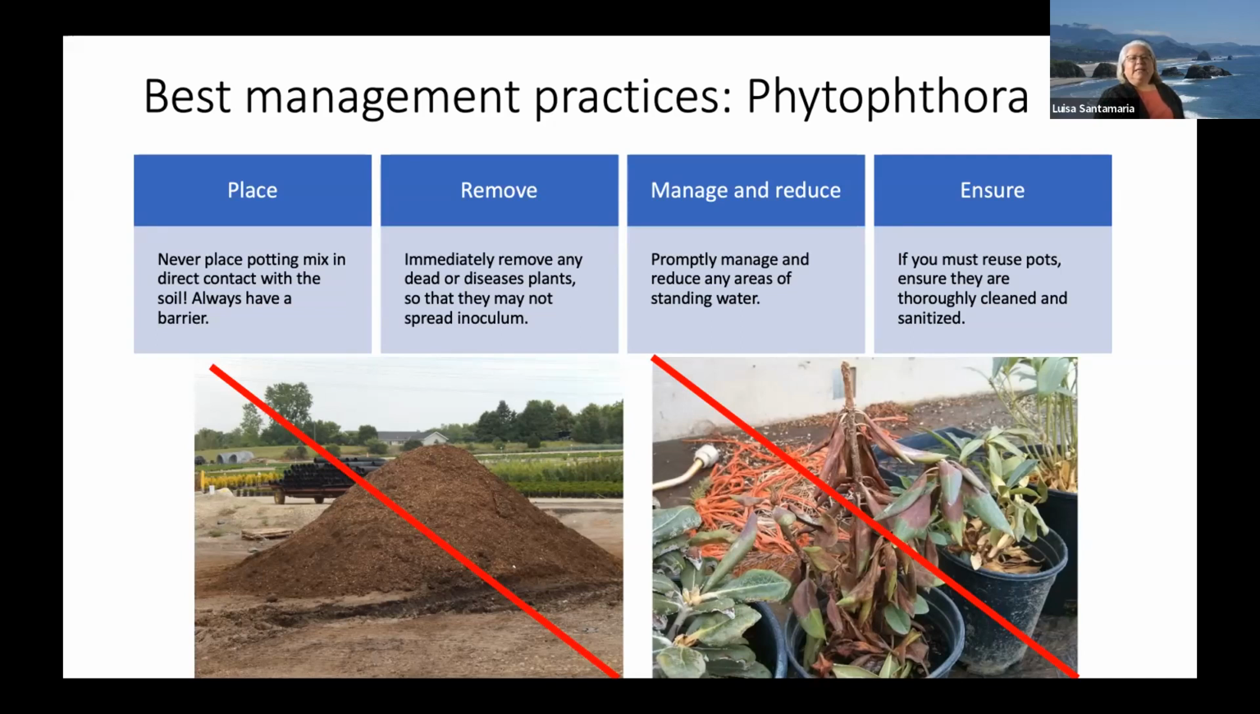Whenever you see a diseased plant, we need to remove it. We don't know what the disease is, but we don't want it to spread, right? We need to control the areas where we have standing water. We need to control our sanitation practices.